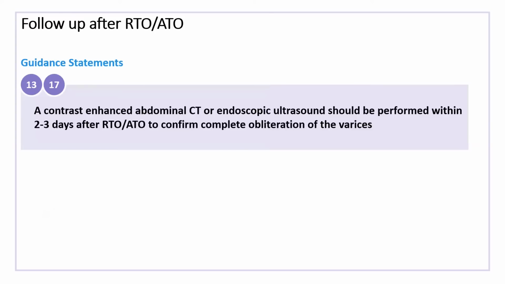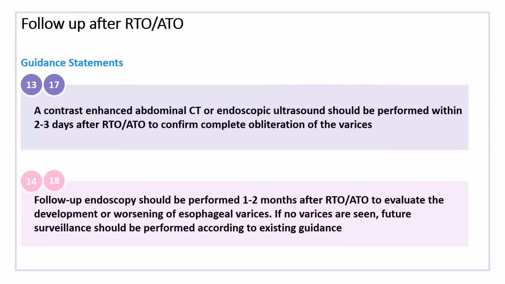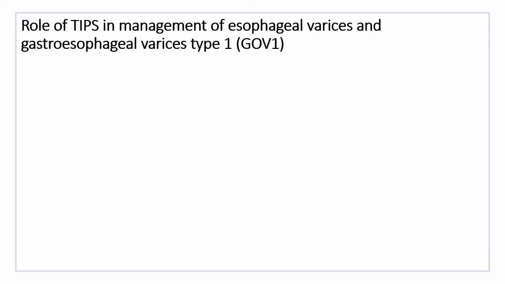In our practice, we typically do an EUS to assist with this. And we should perform a follow-up endoscopy in 1 to 2 months to evaluate the development and worsening of varices. And if you don't see any varices, the future surveillance should be performed according to existing guidelines. And if you see varices, they should be treated, and the patient should be started on beta blockers too.